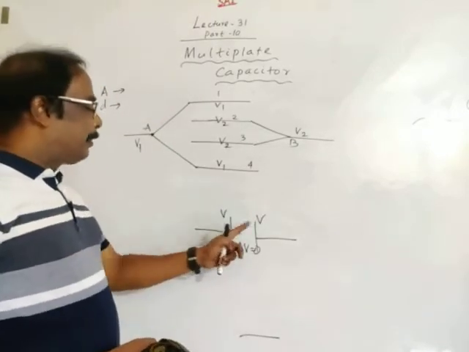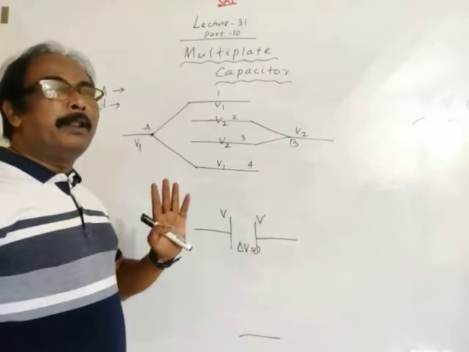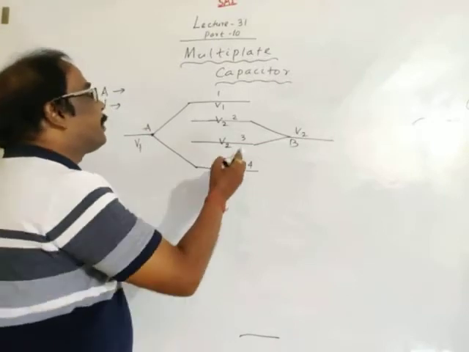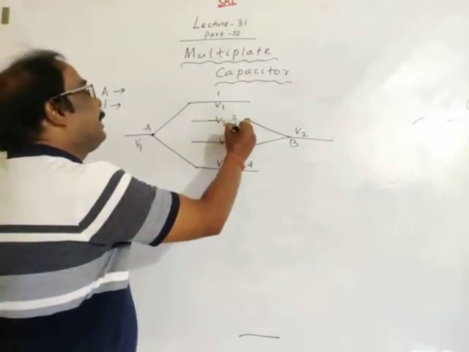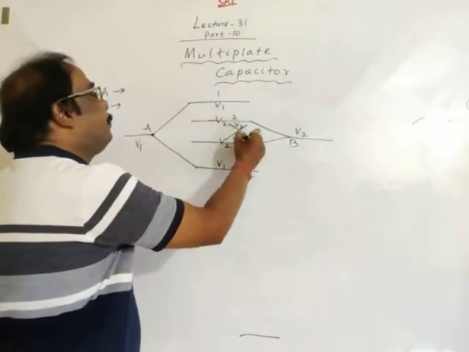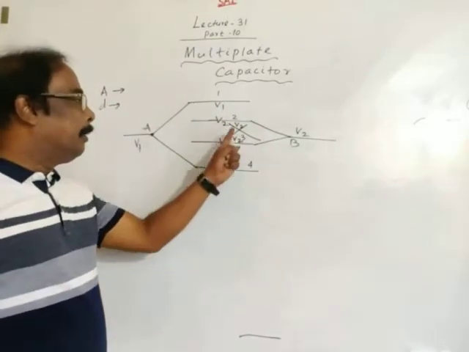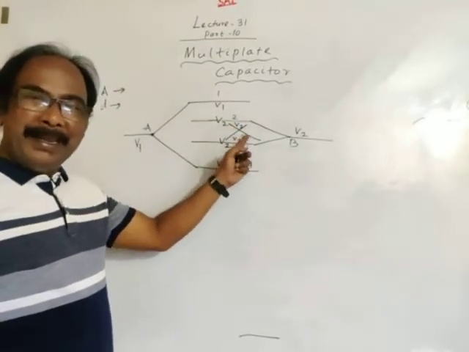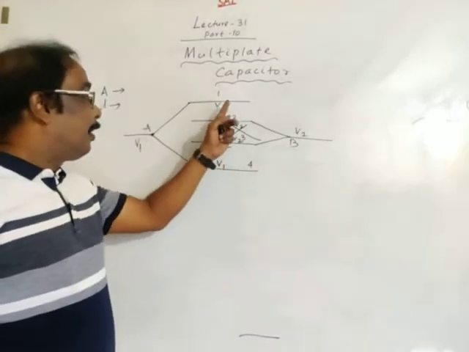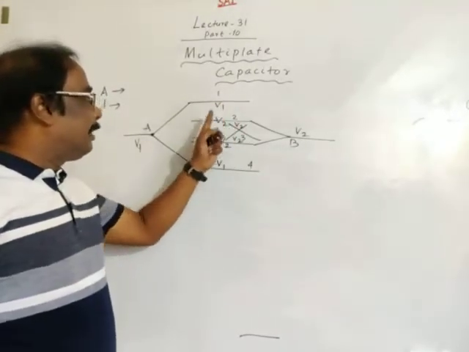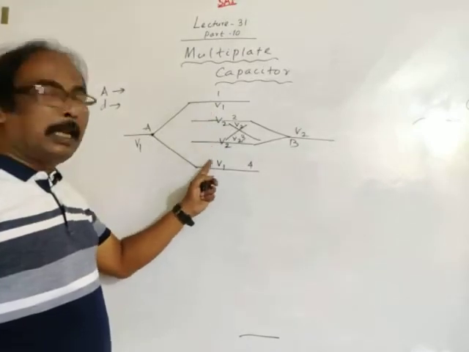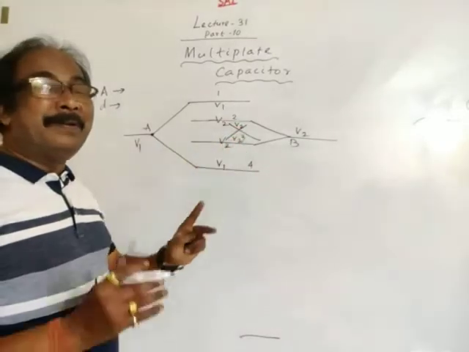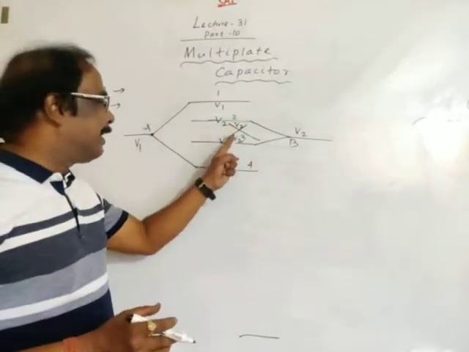So the potential difference is 0, so we will simply remove the capacitor. This capacitor will not be in use. It will not store charge. See, this plate is at potential V2 and this plate is at potential V2. So no capacitance will be obtained between these two surfaces in this gap. The number of plates is 4, so the number of gaps is 3: 1, 2, 3. But we can't use this gap to have any capacitance because the potentials are the same.